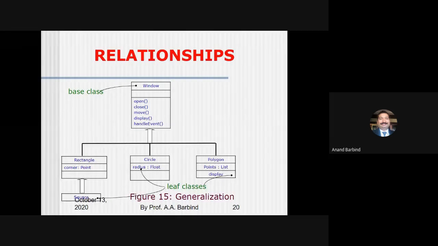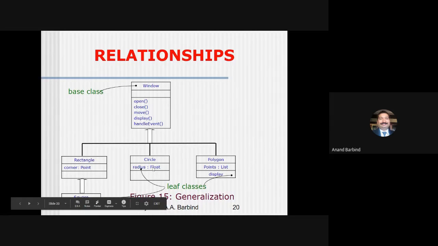Then the generalization relationship is shown to show the base class and subclass. That is how it is shown here. Window is the base class; rectangle, circle, and polygon are the subclasses. Whereas the rectangle class works as a subclass as well as the base class for square.